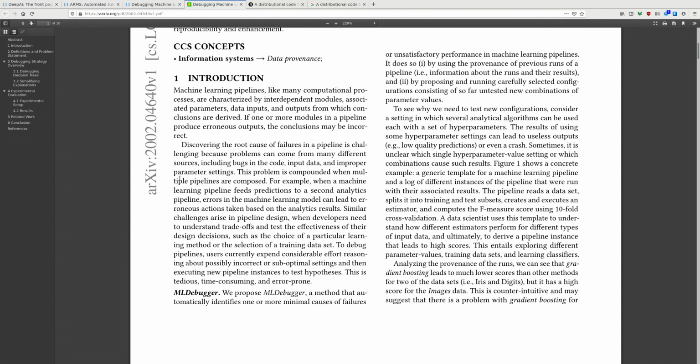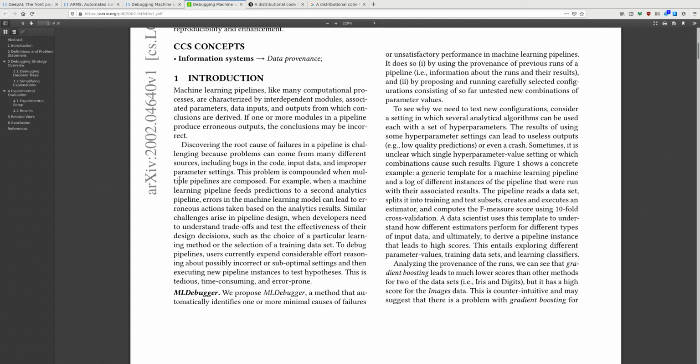Introduction. Machine learning pipelines, like many computational processes, are characterized by independent modules, associated parameters, inputs and outputs from which conclusions are derived. If one or more modules in a pipeline produces erroneous outputs, the conclusion will be incorrect. Discovering the root cause of failures in a pipeline is challenging because the problems can come from many different sources, including bugs in the code, input data, and improper parameter settings. This problem is compounded when multiple pipelines are composed. For example, when machine learning feeds predictions to a second analytics pipeline, errors in the machine learning model can lead to erroneous actions taken based on the analytic results.